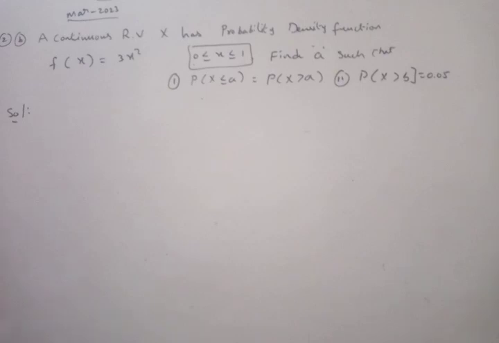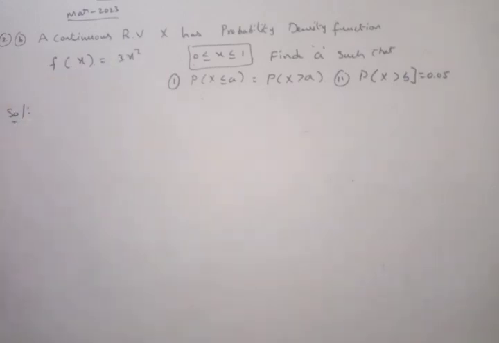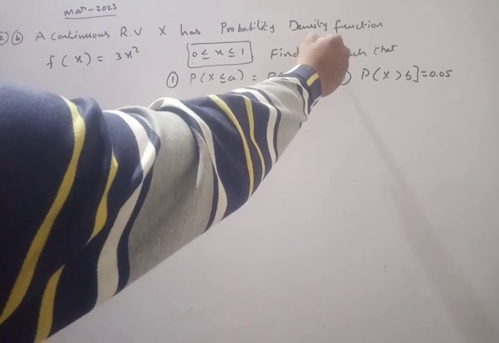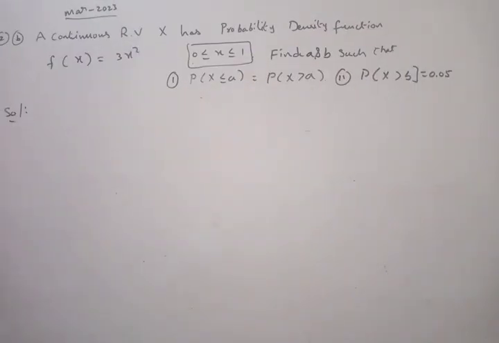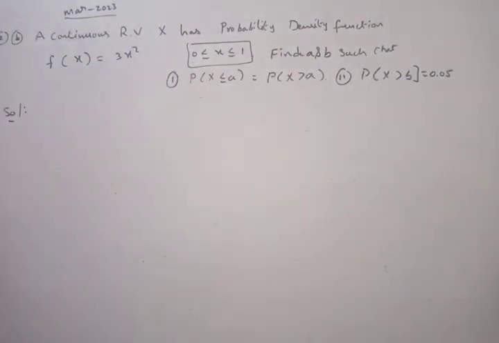See, another problem. A continuous random variable capital X has probability density function f of x is equal to 3x square, where 0 is less than or equal to x is less than or equal to 1. Find small a and small b such that p of x less than or equal to a is equal to p of x greater than a, that is one condition. And the second one, p of x greater than b is equal to 0.05. Understand? So we have to find a and b. In the previous problem, we found only the a value. Now he gave a and b, both we have to find.